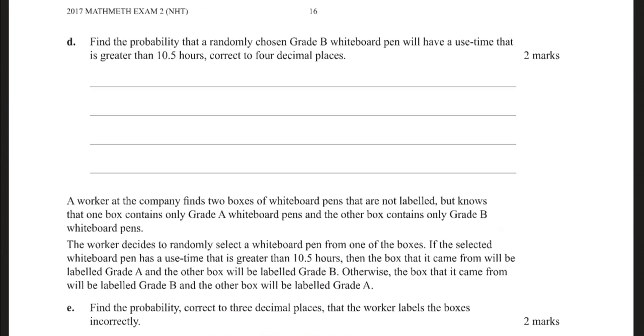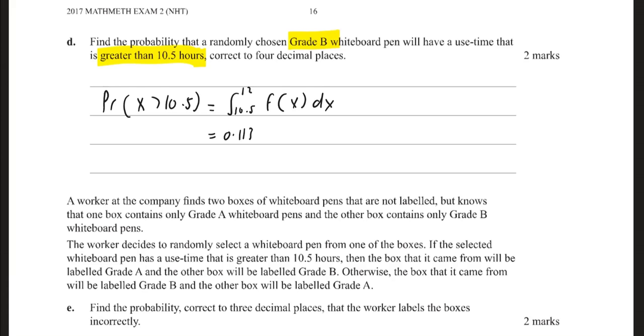Okay, part D. Now we just have to find the probability that use time is greater than 10.5 hours for grade B whiteboard pens. And that would just be PR of X greater than 10.5 equals 1/2, because that's the maximum value that the function can take. That simplifies to 0.1134.